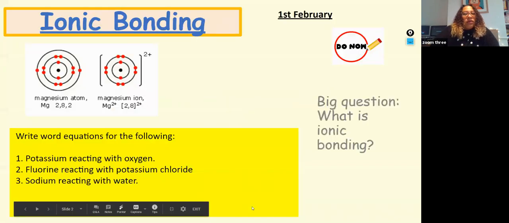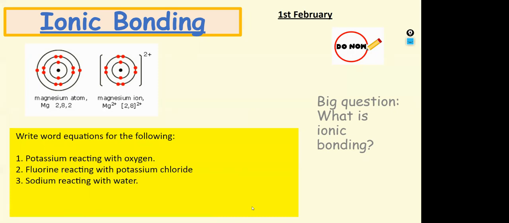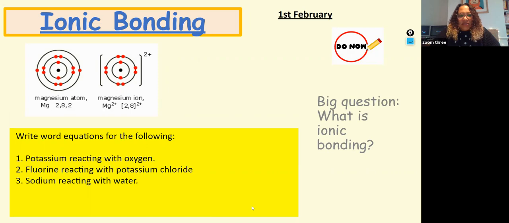Right, so this morning we're looking at ionic bonding, and I will keep saying this over and over again. We don't try and trick you in science. So ionic bonding is to do with the joining together of ions. Okay, so we'll find out a lot about what that is shortly. So our big question today is, what is ionic bonding?